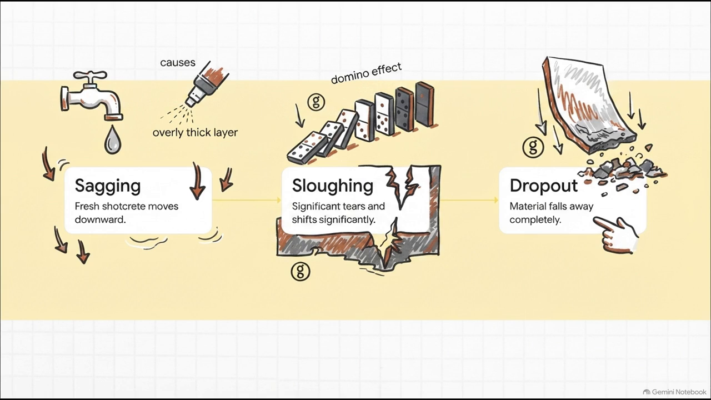The massive takeaway for you as an inspector here is simple. Crews cannot just spray more material over a sagging area to hide it. No way. The underlying cause has to be addressed, and that affected material has to be properly removed.